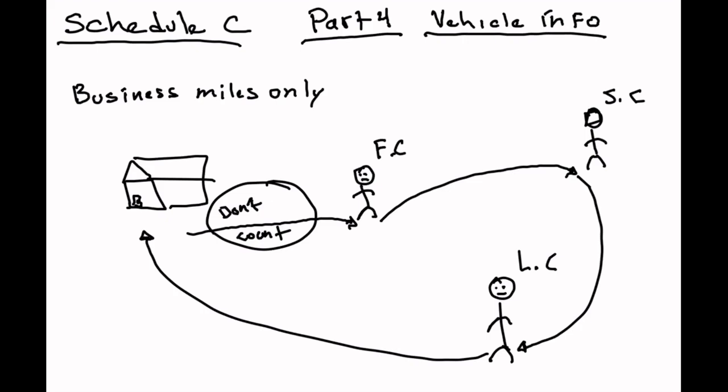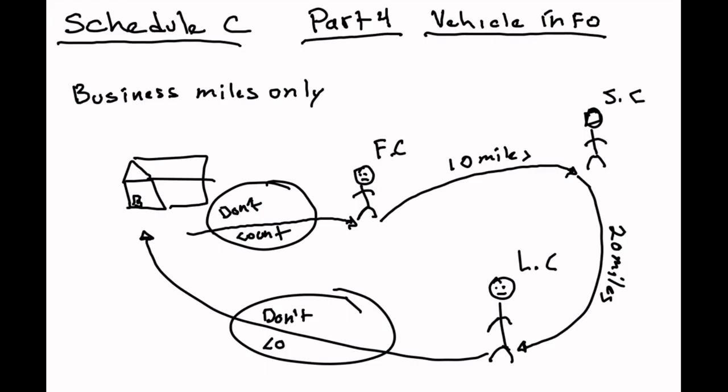So you're going to count the miles from first customer to second customer, from second customer to the last customer, and this right here doesn't count because nobody gets paid to go back home from work, right? It doesn't exist. It's not there, right? You cannot do it. So in reality, my business miles for the day are 30 miles. All right? In reality, business miles for the day are 30 miles.